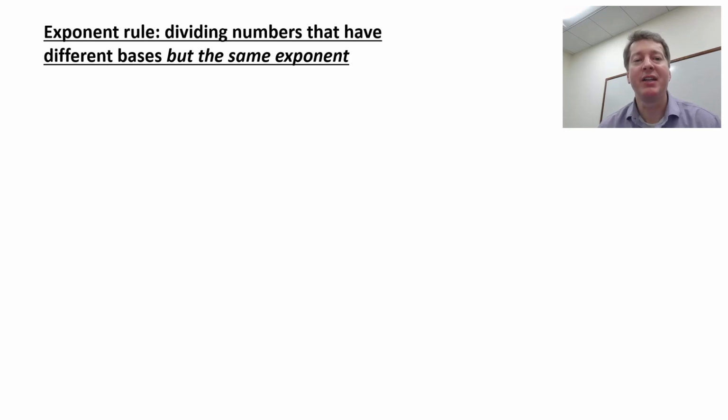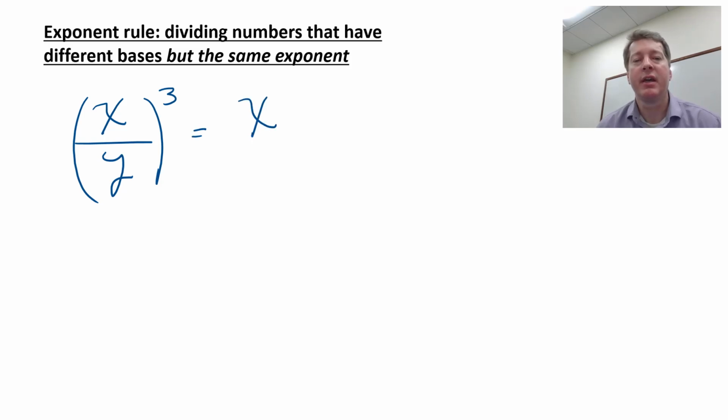Let's talk about dividing numbers that have different bases but the same exponent. So what do I mean? Suppose you had (x over y) cubed. That is the same thing as x cubed over y cubed. You cube the top and you cube the bottom.